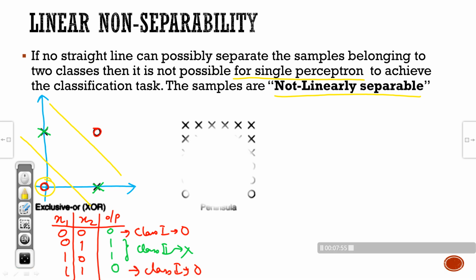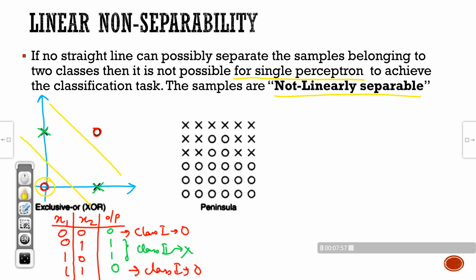These are some more examples. This is a peninsula problem. Peninsula means that the patterns of one particular class are encroaching into another class. So here also it is not possible to separate it. We may need more than one line to separate it. So this is not a line, it is a combination of some lines. By simply using a line, it is not possible, so it is a non-linearly separable problem.